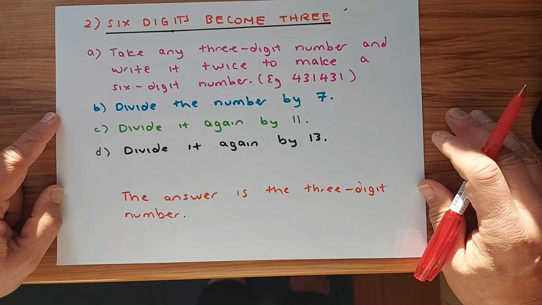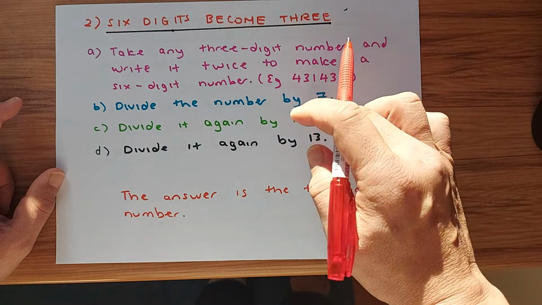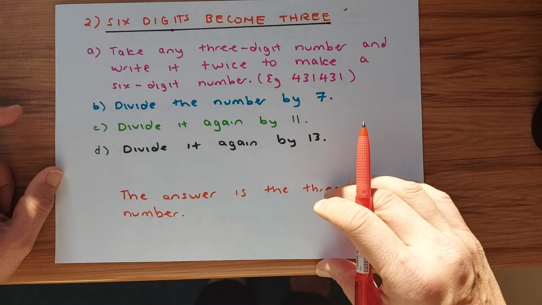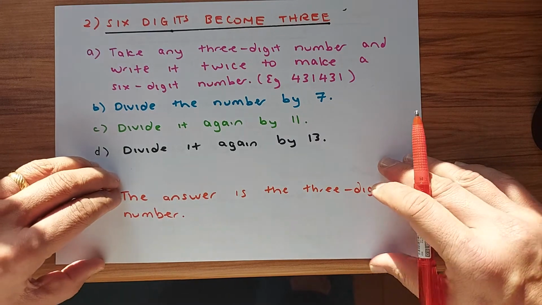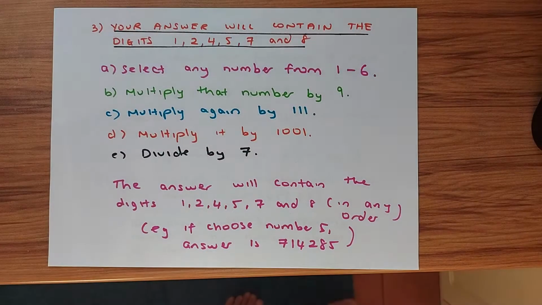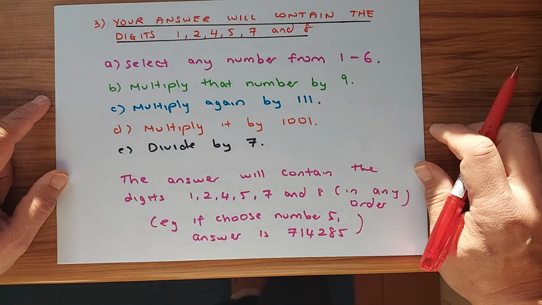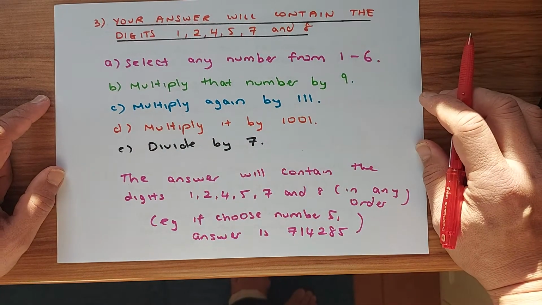Don't believe me? Try any 3-digit number, double it, and divide by 7, 11, 13. It could be in any order, you will get the same 3-digit number. Awesome, isn't it? Great. Now, trick number 3. Your answer will always contain the digits 1, 2, 4, 5, 7, 8. Okay, so ready to go?